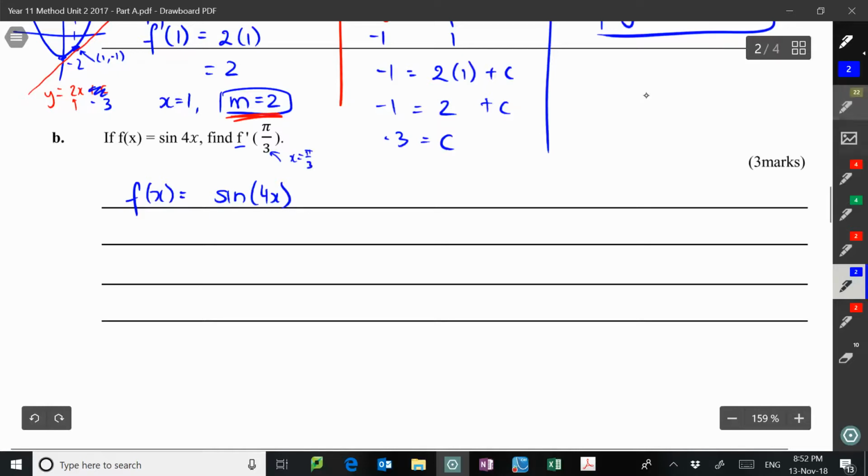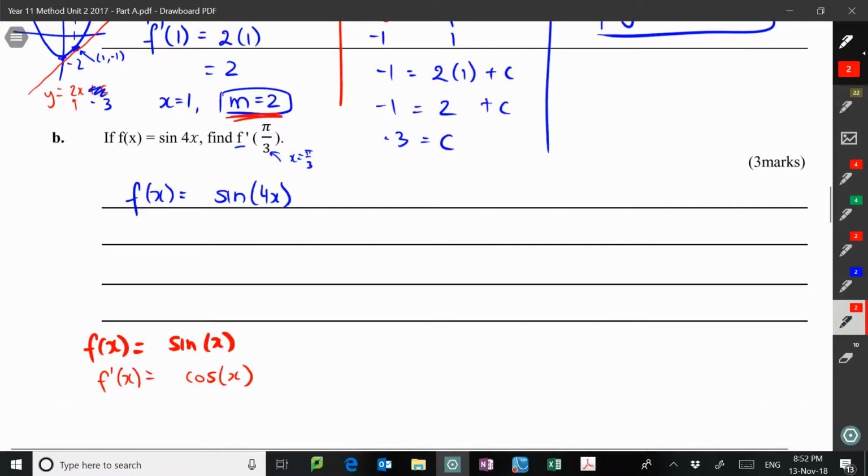Now remember the rule, and it's on your formula sheet by the way, if f of x is equal to sine of x, not 4x, then we know the derivative is equal to cos of x. But that's the issue. We don't have x. We have 4x. So what are you going to do? You're going to use chain rule, the bread and butter. You're going to replace this 4x with a letter. Now, I'm going to call that u, and I'll show you why I do that.